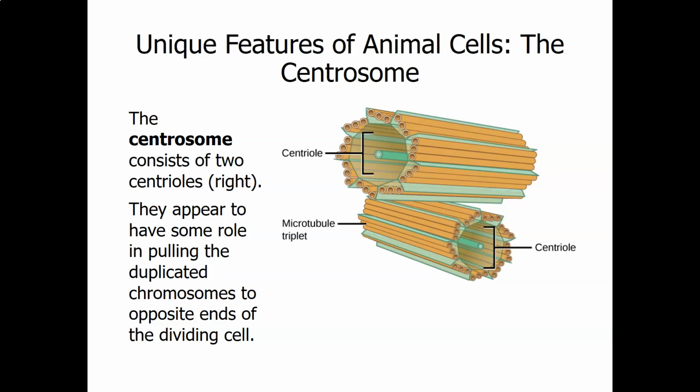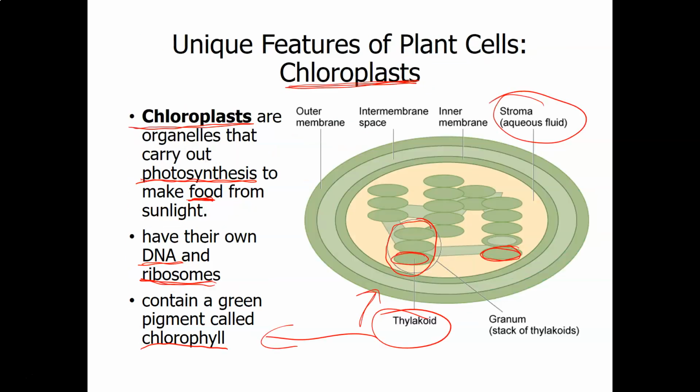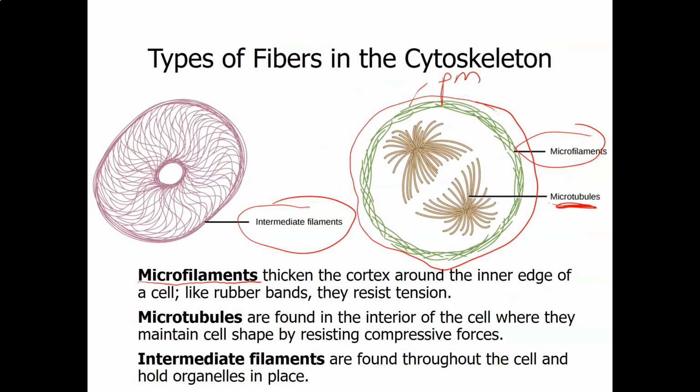In animal cells, the centrosome includes centrioles, and the centrioles contain these microtubule triplets. There's 1, 2, 3, 4, 5, 6, 7, 8, 9. I think I'm counting 9. Anyway, there's 9 of these groups of triplet microtubules. So microtubules form the centrioles, which are going to play a role in cell division in animal cells.